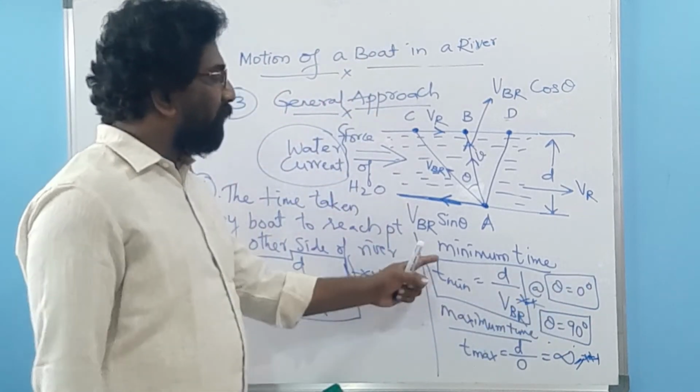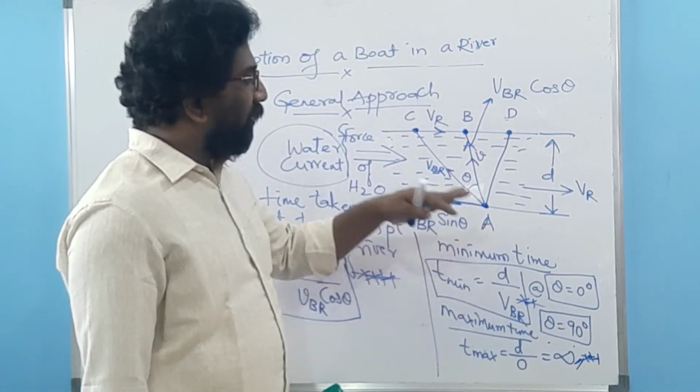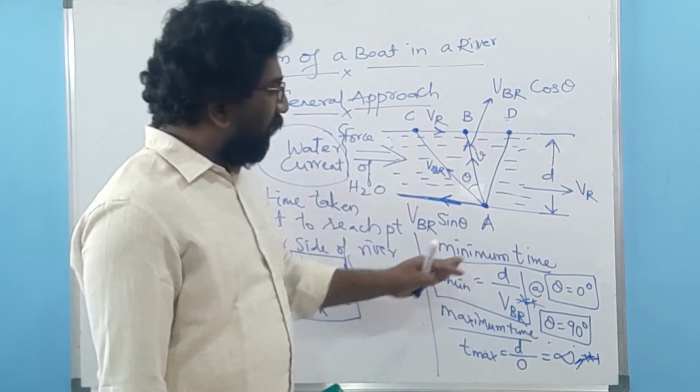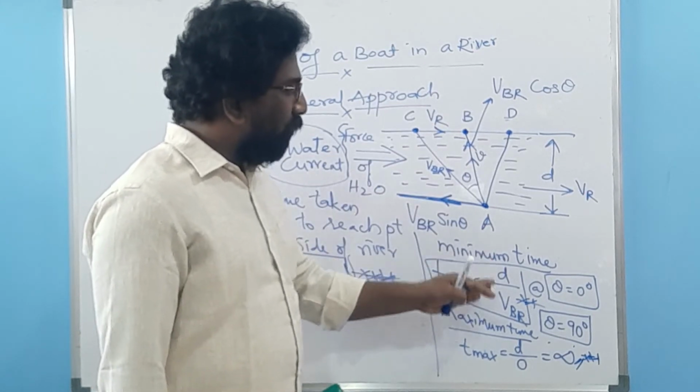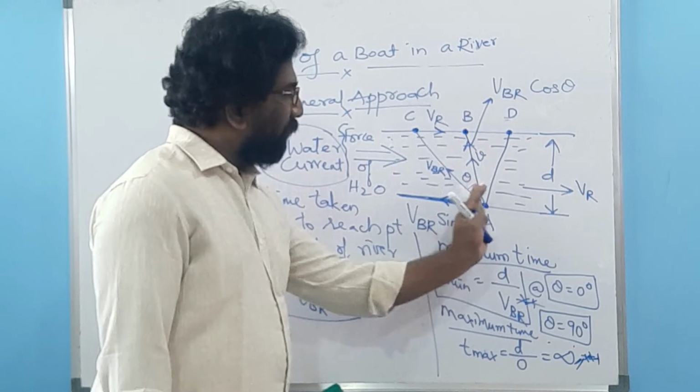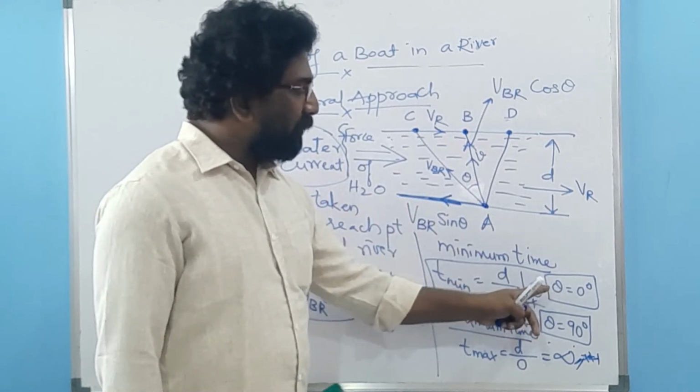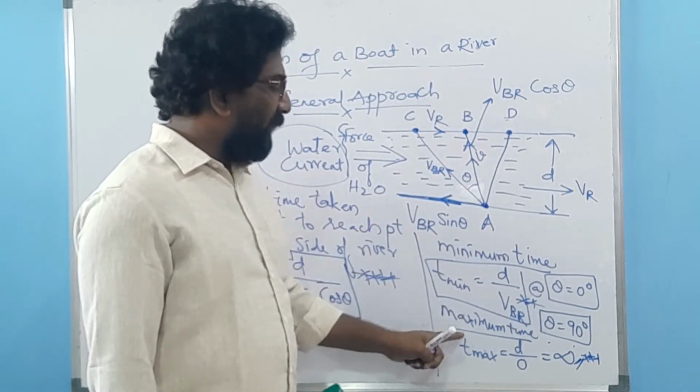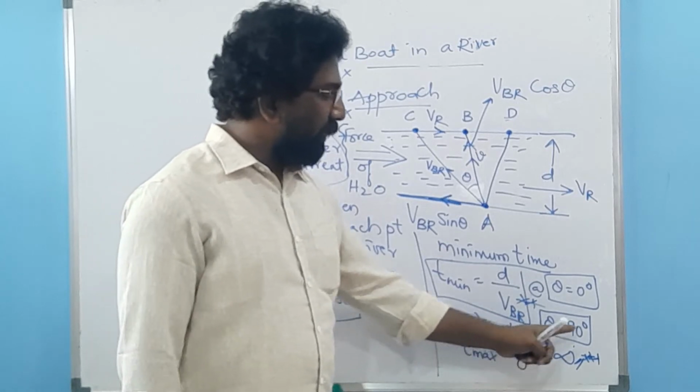The minimum time taken by the boat to reach from one end of the bank to the other end will be T minimum equal to D over VBR, where VBR is the velocity of the boat, and this happens at theta equal to 0 degrees. Then the maximum amount of time is when theta is equal to 90 degrees.